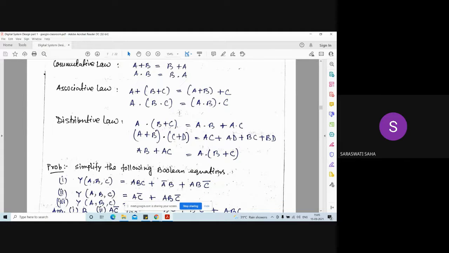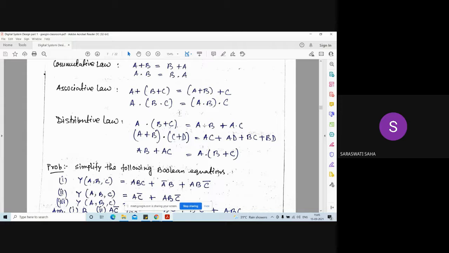In distributive law, simple algebra, you should multiply a with both b and c, so you will get a dot b, and then a multiplied with c gives a dot c. So both are same. Here also, (a plus b) times (c plus d), you will get 4 terms here: ac plus ad plus bc plus bd.